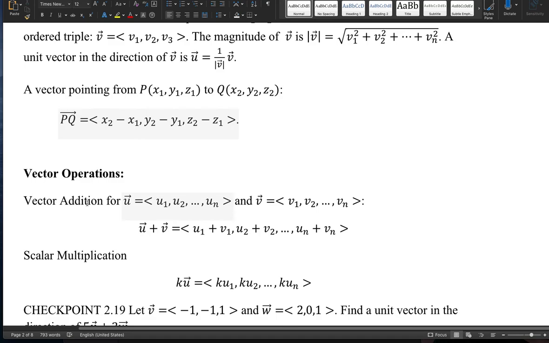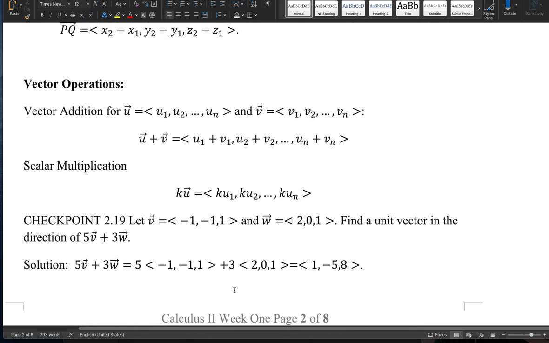Okay. And for vector operations, as we covered in the textbook, there are two operations to consider. Vector addition. Algebraically, there's really not a lot to worry about. We simply generate a new vector whose components are the sums of the components, right? U plus V, we add U and V together component-wise. And for scalar multiplication, we multiply each component by the same scalar quantity.